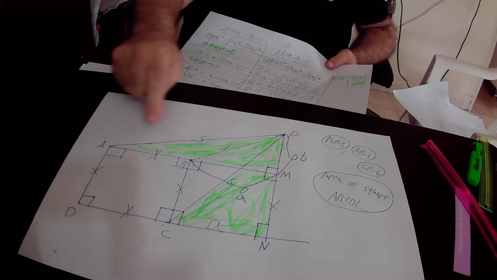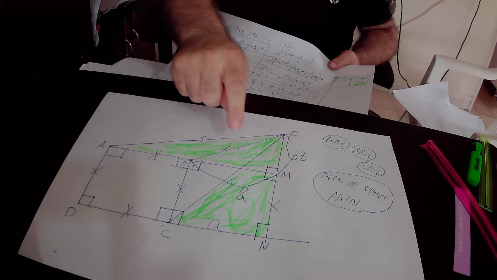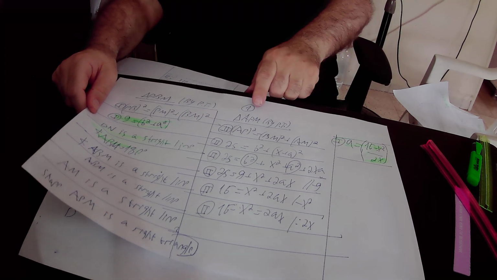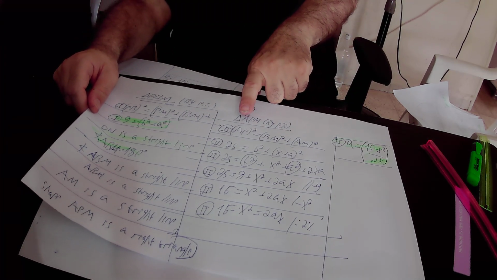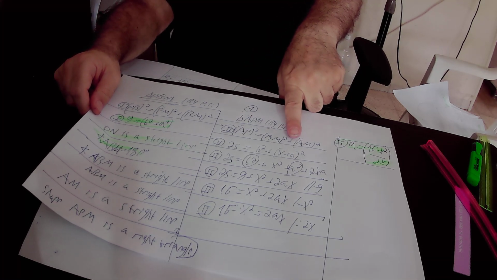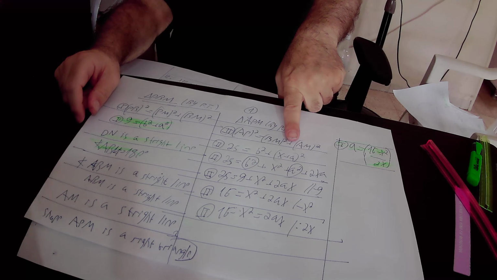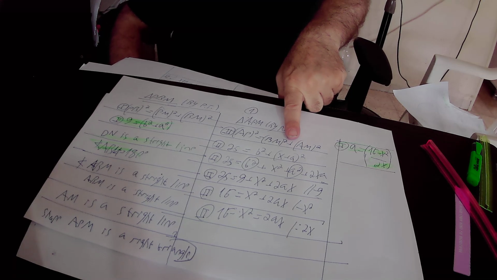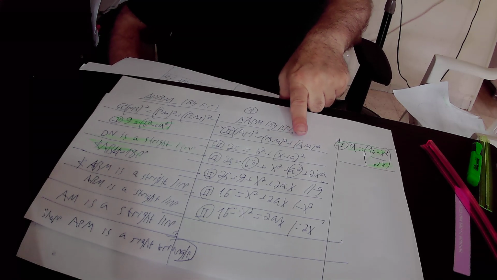What is the value of AM? AM equals x plus a, therefore AM square equals (x plus a) square. So in conclusion, I found out that 25 equals b square plus (x plus a) square. We open the brackets on this side of equation number 2 and found out that 25 equals b square plus (x plus a) square, and (x plus a) square equals x square plus a square plus 2ax.